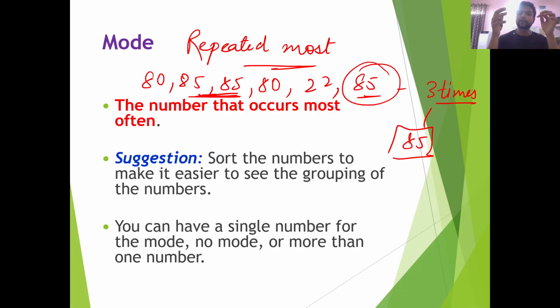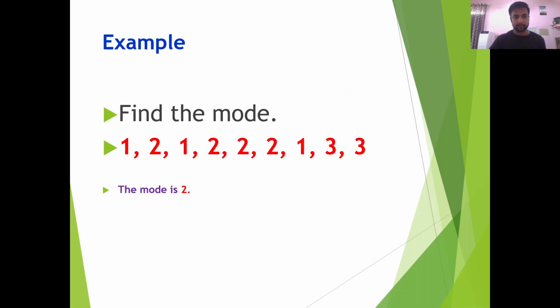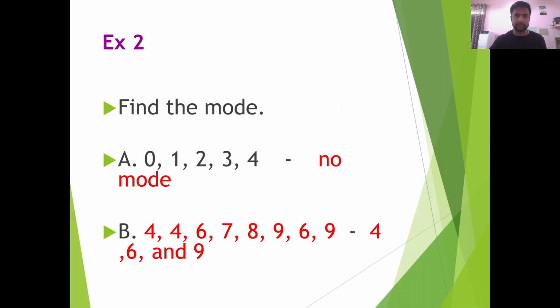Sometimes it may happen that no number is repeated, so in that case there will be no mode. And in some cases, two or three numbers may be repeated an equal number of times. Suppose 85 is repeated thrice, and we add one more observation, 80. So 85 will be a mode, and 80 will also be a mode. That's how we find it. This is a question for you, and it is quite easy.